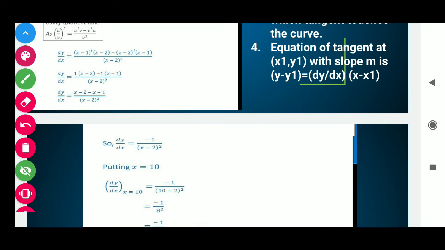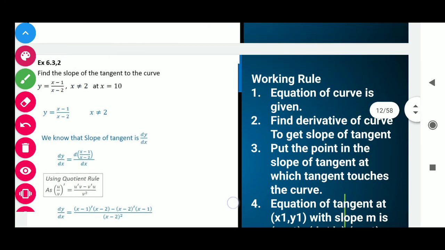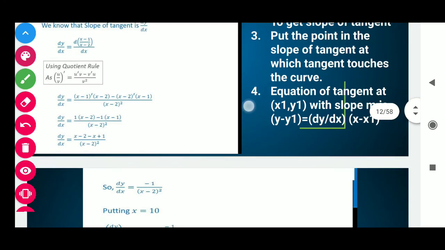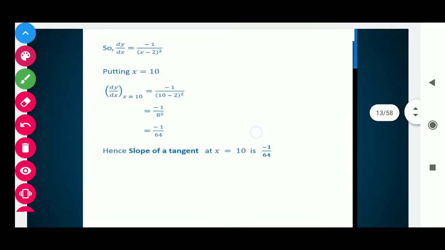Now we have to find the slope of the tangent at the point x is equal to 2. So students, put here x is equal to 10. It is mentioned in the statement that we have to find for x is equal to 10. So put x is equal to 10. We get dy over dx is equal to minus 1 over the square of 8. And this is the slope of the tangent at x is equal to 10: minus 1 over 64.